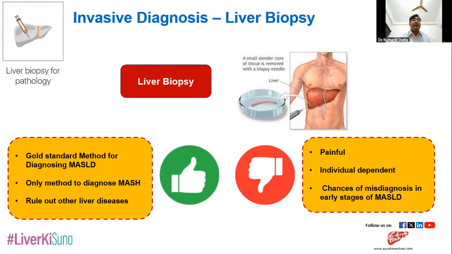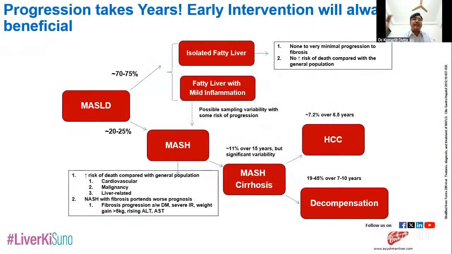Now, coming to the progression of fatty liver disease or MASH. Fatty liver disease in terms of steatosis, that is called MASLD, is actually the benign stage.